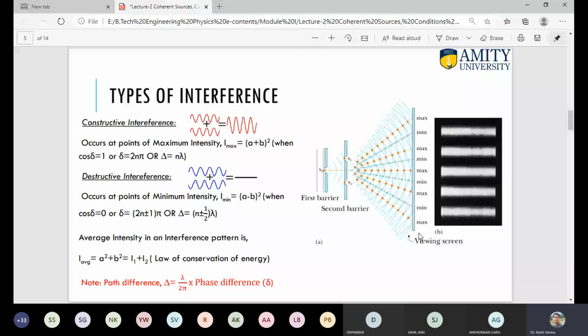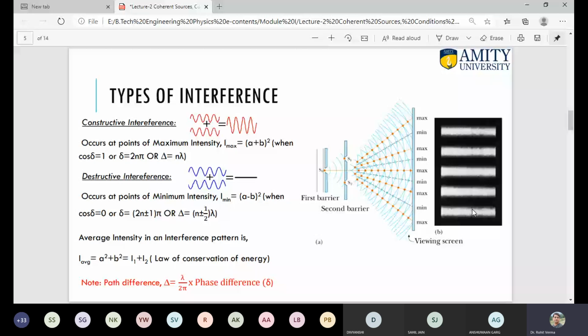It will depend on the property of the light source. If it is a monochromatic light source, then you will be getting alternate dark and bright fringes. If it is a white light source, then on the screen you will be getting colored fringes.